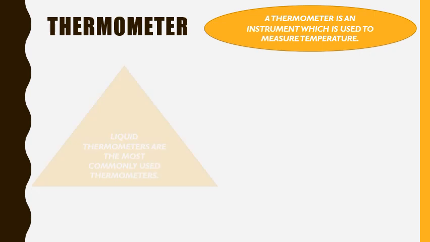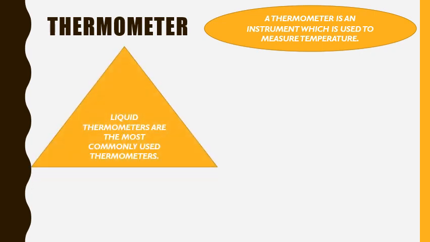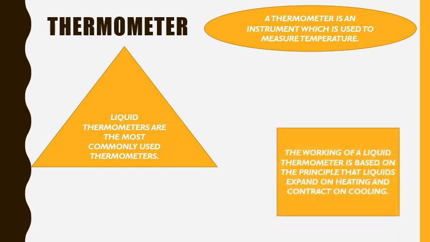Now liquid thermometers are the most commonly used thermometers. They are simple, inexpensive, long-lasting and accurate. The working of a liquid thermometer is based on the principle that liquids expand on heating and contract on cooling. And about this we have already learned.